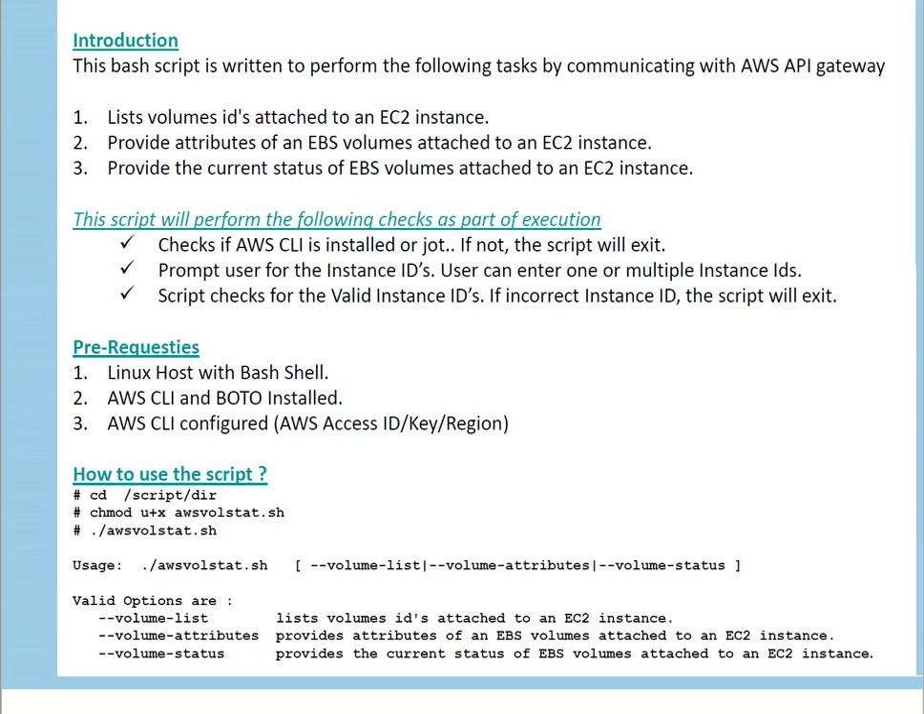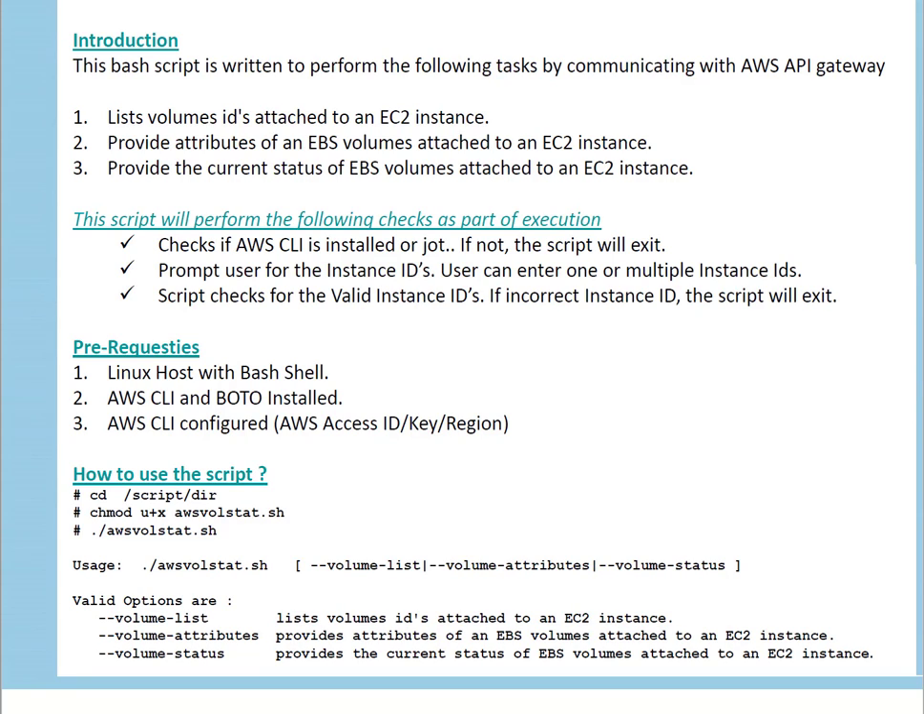So guys, I have written a batch script which can list all the volumes attached to an EC2 instance, which can provide attributes of EBS volumes, which can give you the current status of EBS volumes. The script checks whether AWS CLI is installed. If not, the script will exit. The script will prompt the user for instance IDs for which volume attachment or volume health check needs to be performed. The user can enter one or multiple instance IDs, so multiple instance IDs are supported. The script checks for valid instance IDs. If an instance ID is incorrect, the script will exit.